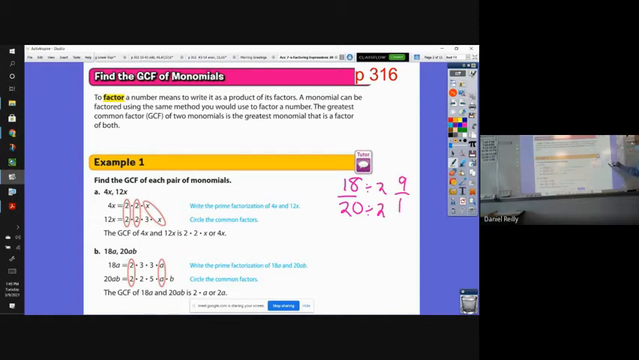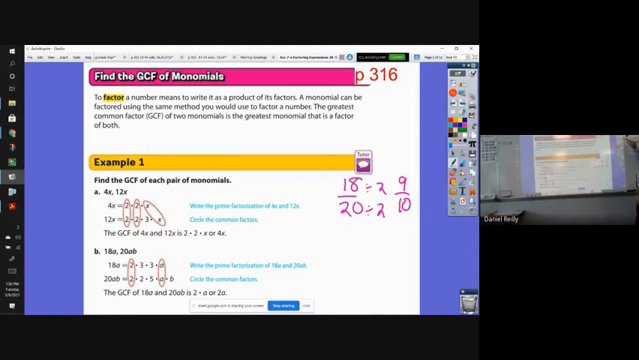See how in 4x and 12x, there's common factors? There's 2 2's in each one, right? That's why 4 is the common factor of these 2 numbers. So in this one, 2 is the greatest common factor of 18 and 20. They both have an A, so A is a common factor, B is not. So the greatest common factor of these 2 is 2A.